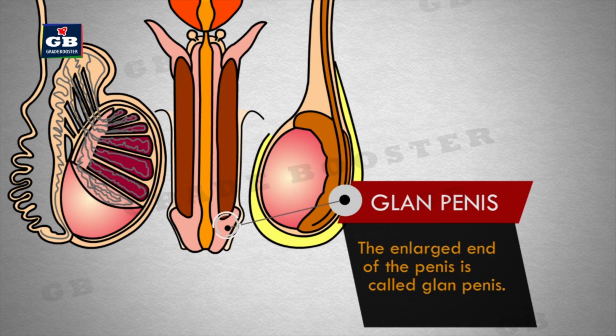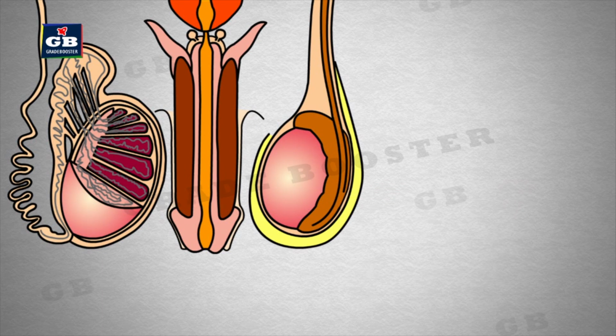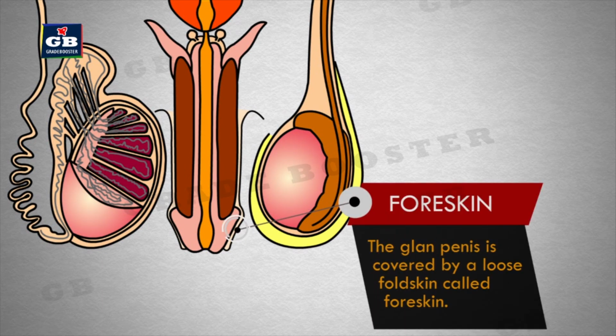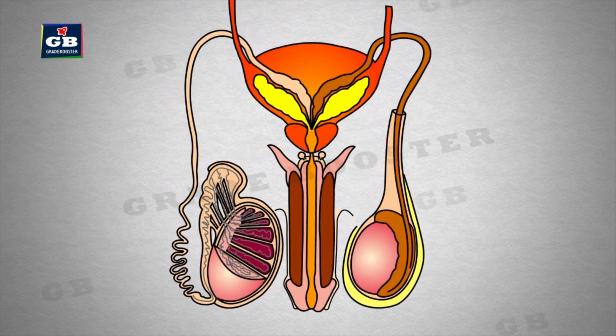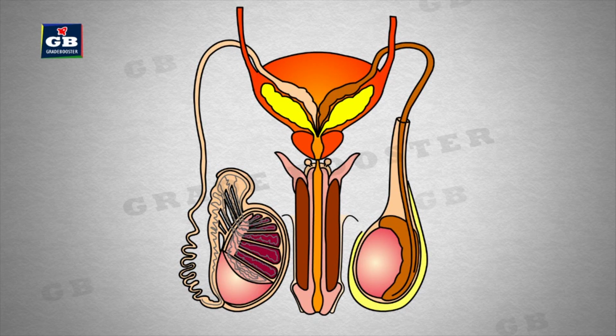Glans penis. The enlarged end of the penis is called glans penis. The glans penis is covered by a loose fold of skin called foreskin. This is all about the different parts of human male reproductive system.